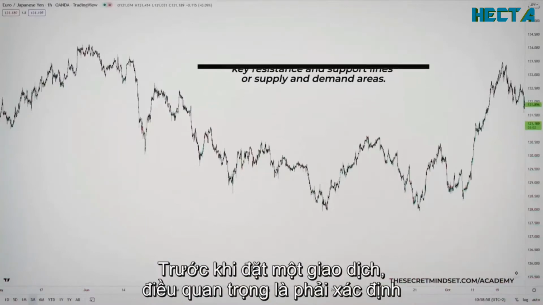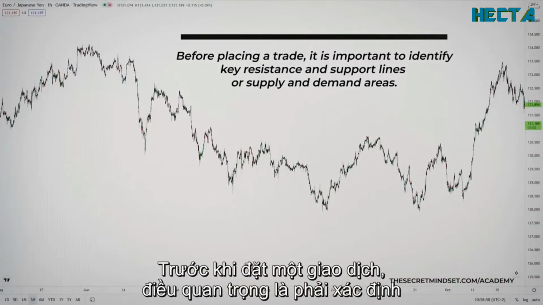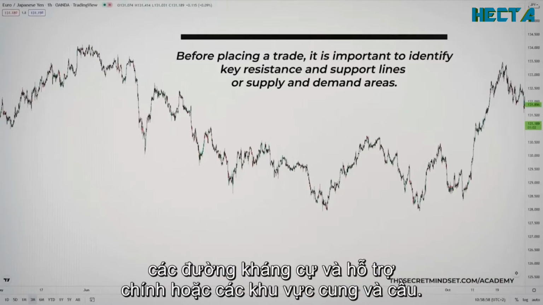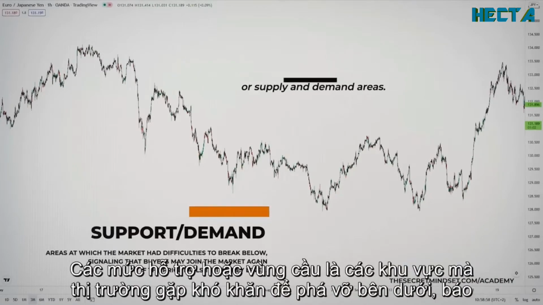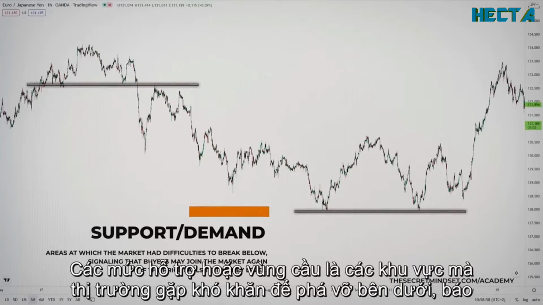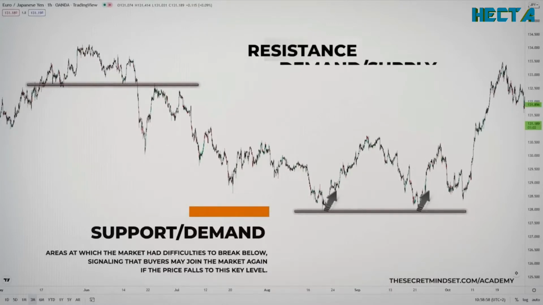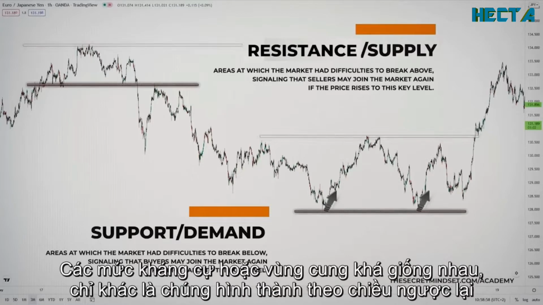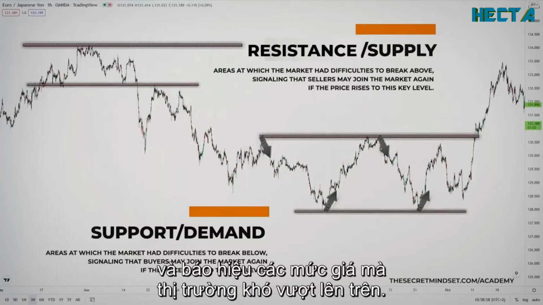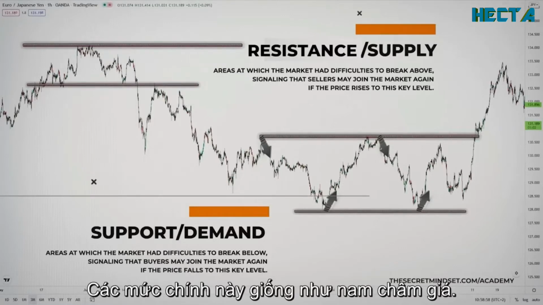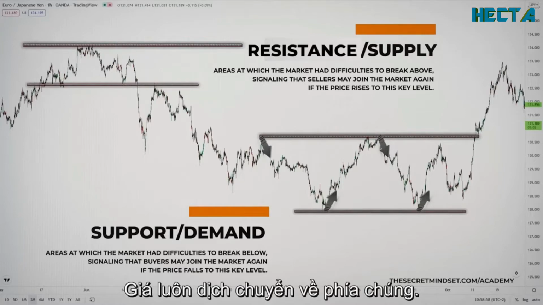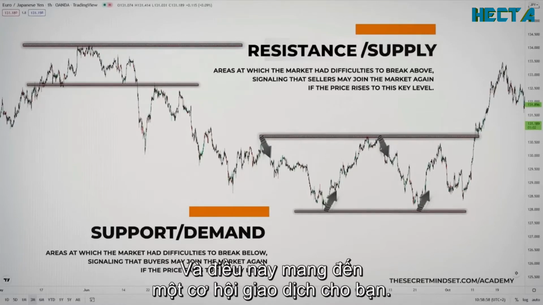Before placing a trade, it's important to identify key resistance and support lines, or supply and demand areas. Support levels or demand zones are areas at which the market had difficulties to break below, signaling that buyers may join the market again if the price falls to this key level. Resistance levels or supply areas are quite similar, only that they form to the upside and signal price levels at which the market had difficulties to break above. These key levels are like price magnets. The price is always moving towards them, and this presents a trading opportunity for you.